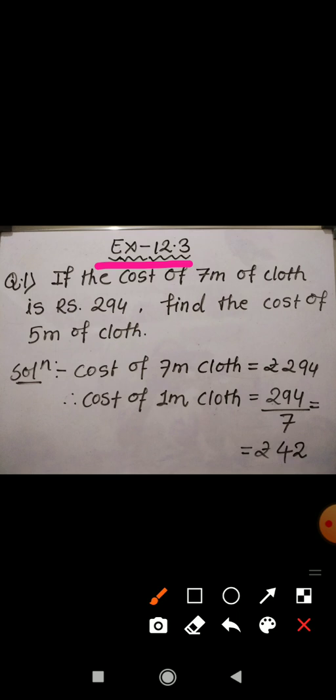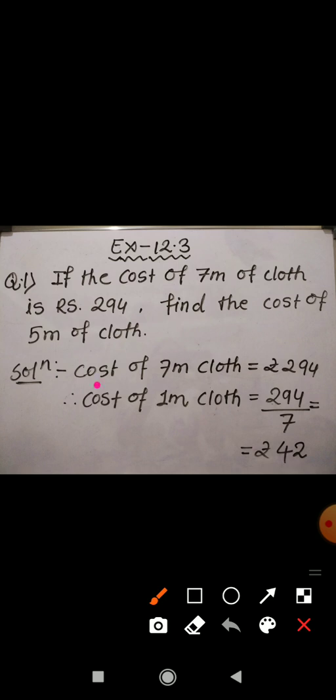See the first question. The question is, if the cost of 7 meter of cloth is 294 rupees, then find the cost of 5 meter of cloth. In this question, we are given that the cost of 7 meter of cloth is 294 rupees, right? And we are asked to find out the cost of 5 meter of cloth. Children, we cannot find the cost of 5 meter of cloth until we know the value of 1 meter of cloth. So here, first we have to find out the cost of 1 meter of cloth.